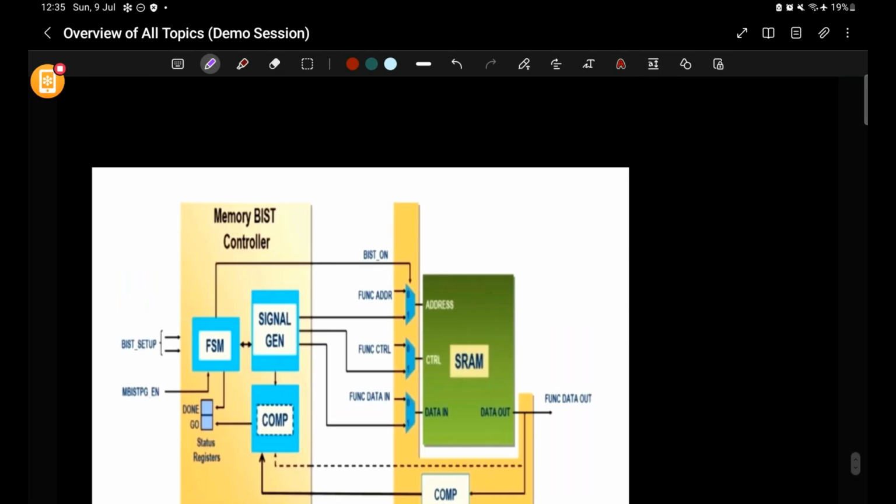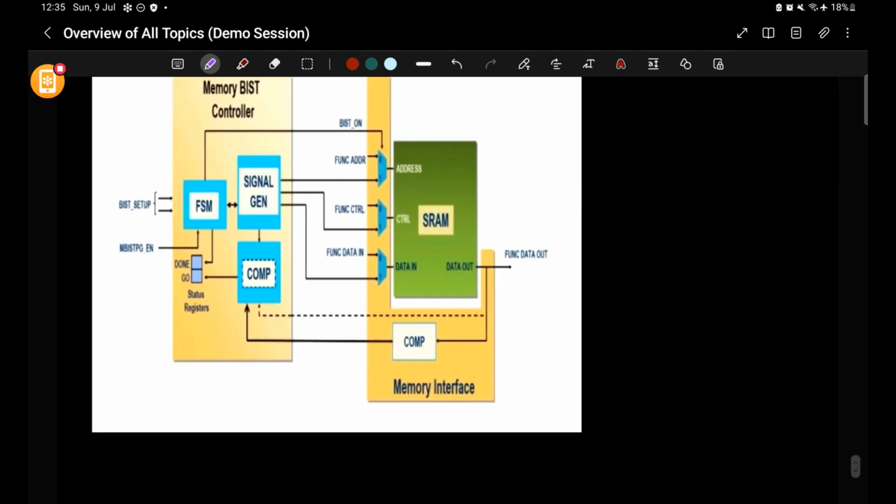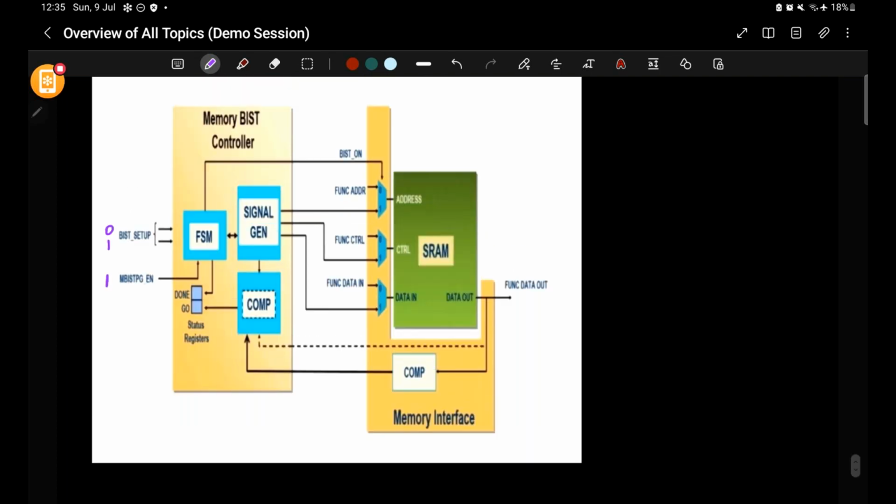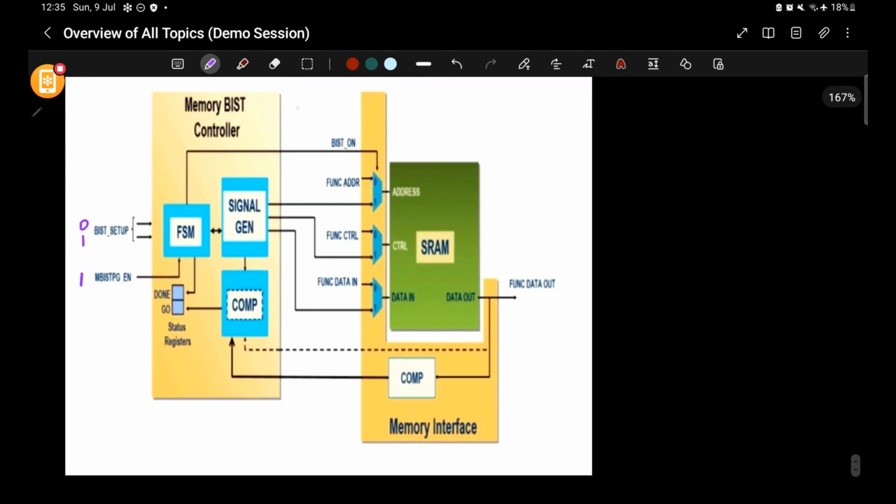So I was just talking about these two signals. This BIST setup signal has to be made 1, and the BIST PG enable signal has to be made 1, only then. So these are actually going as an input to the memory BIST controller. These are basically static signals. This will be the same throughout the run.